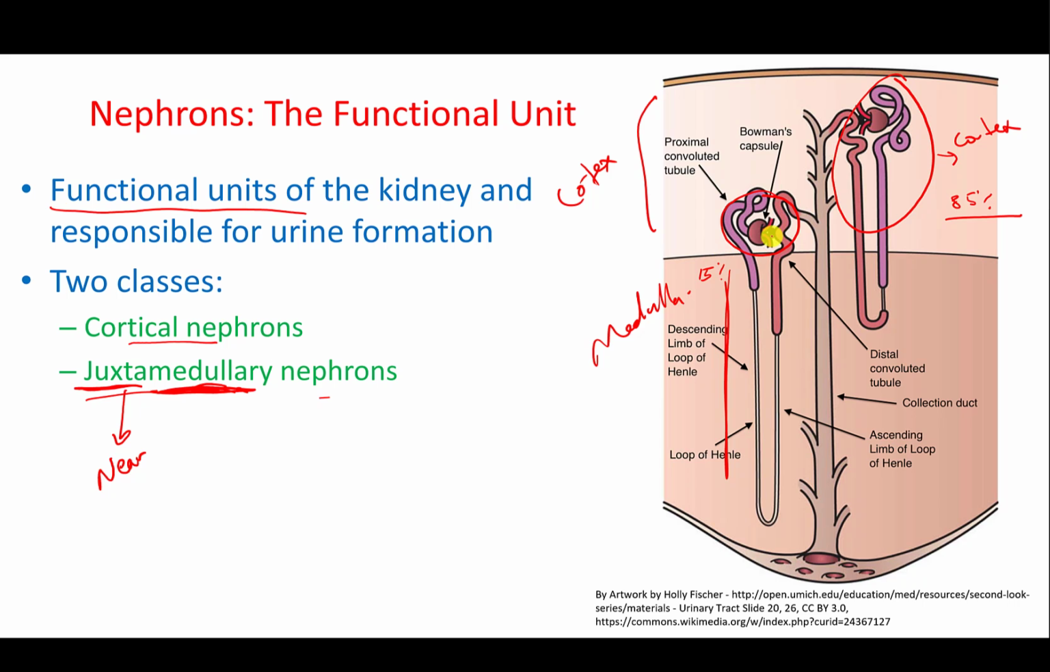Now still they are in the cortex, but because the nephron loop is so long, it will extend down in the medulla. And these usually are used more in dehydration conditions. So these would produce concentrated urine. Okay, so these are the two types of nephrons.